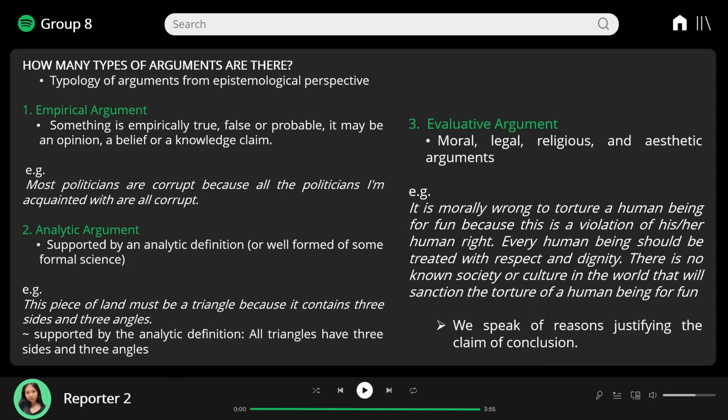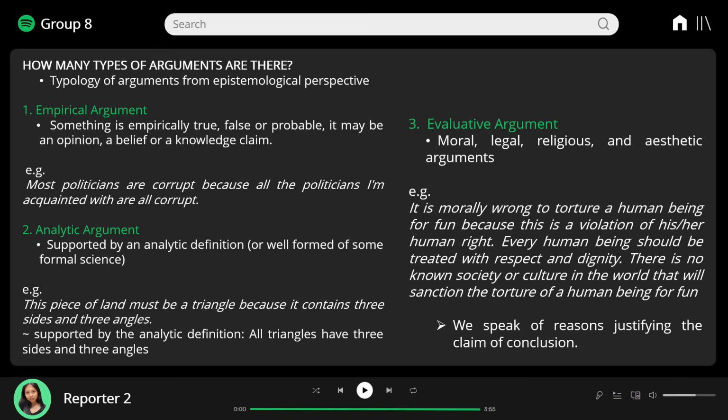It may be an opinion, belief, or knowledgeable claim. So yung binigay na example is something about generalization. From the characteristic of a sample, it would be applied to the characteristic of the population. Example, most politicians are corrupt because all the politicians I'm acquainted with are all corrupt. Dahil sa mga nakasalamuhan niyang corrupt na official, which is a sample, nag-conclude siya na lahat ng officials ay corrupt, which is the population.